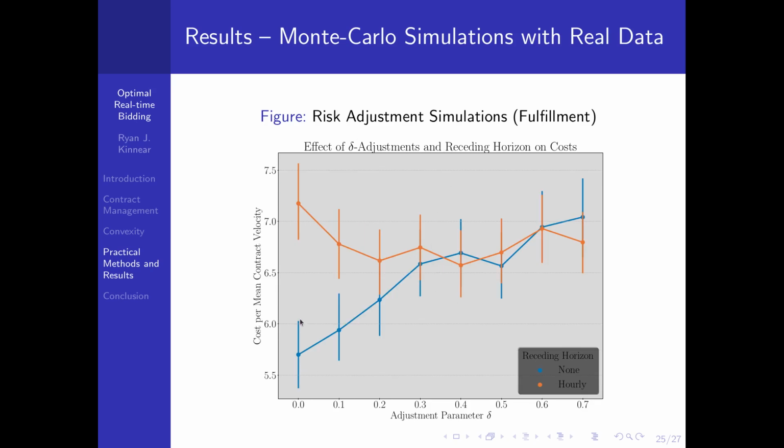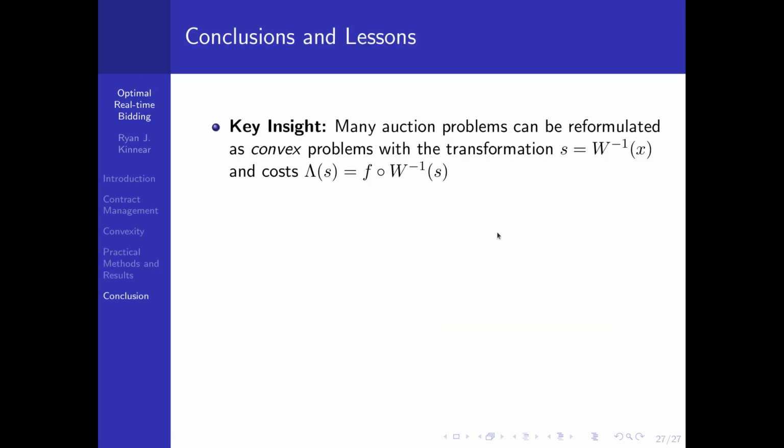So of course the lowest cost method has no receding horizon and no adjustment parameter, but this doesn't actually succeed in fulfilling the constraints. But when we add some overfulfillment and also a receding horizon, we control the costs and fulfill the contracts with a much higher probability. Okay, so that's essentially the paper.